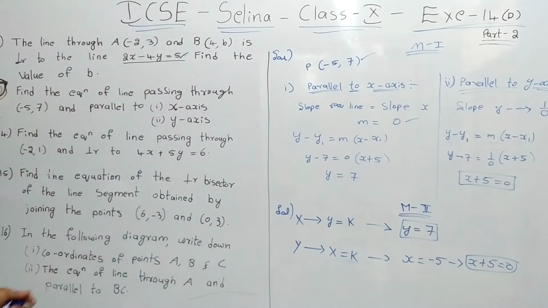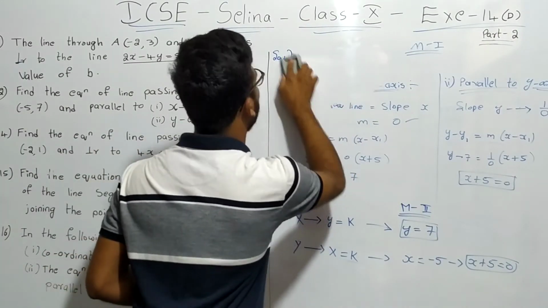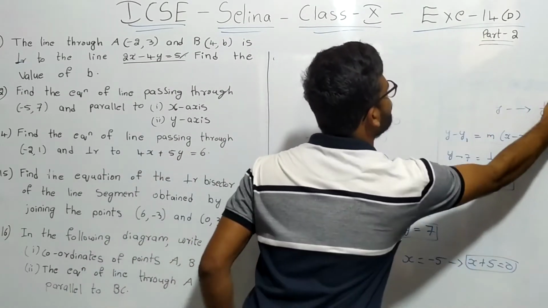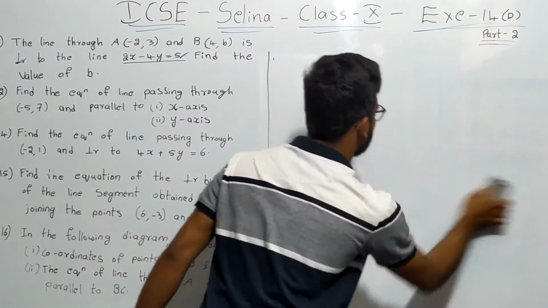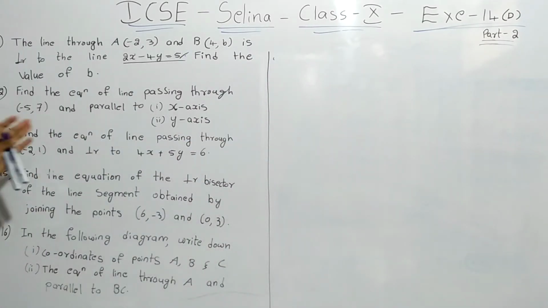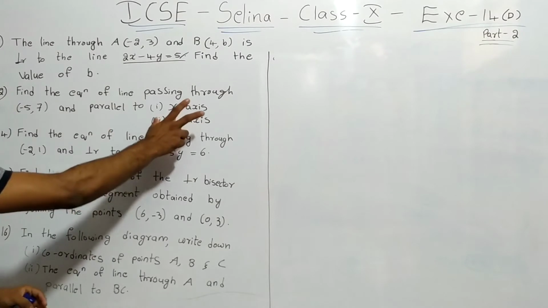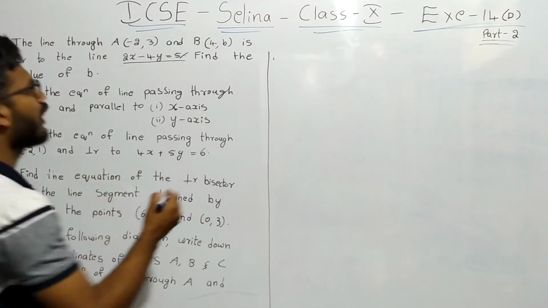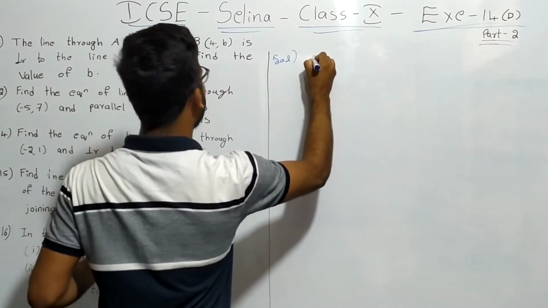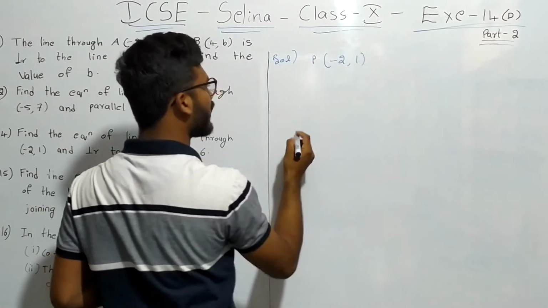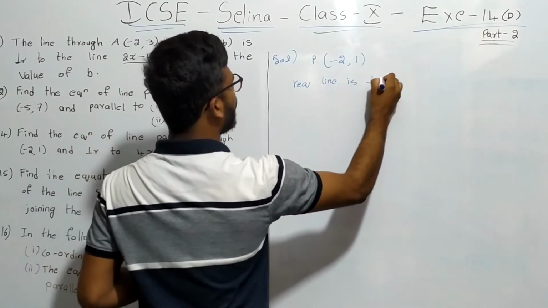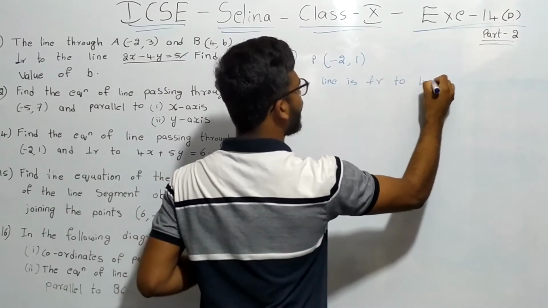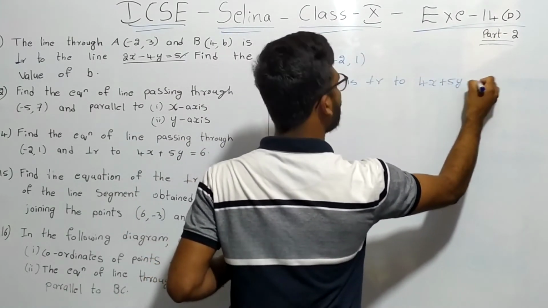Okay. In the same way, let us see the 14th problem. What do they give? See here, find the equation of the line passing through minus 2 comma 1 and perpendicular to... Here they give parallel to some line, here they give perpendicular to some line. So how do we have to do it? First, the given point is minus 2 comma 1, and they told the required line is perpendicular to 4x plus 5y equals 6.